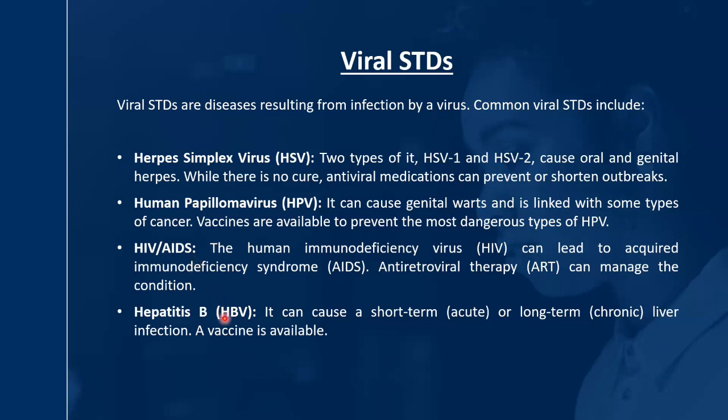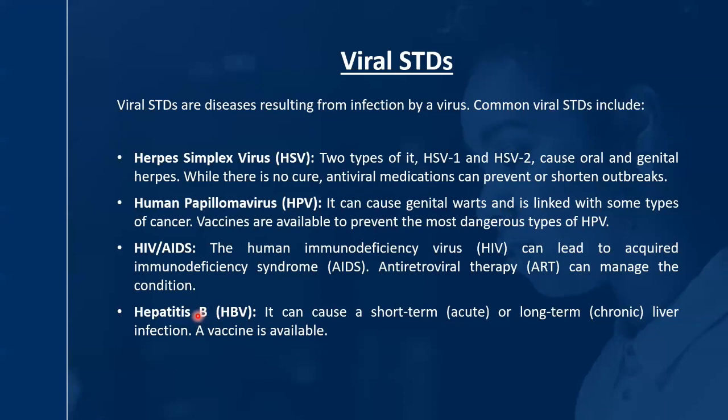Hepatitis B is the next disease that can also be transmitted by viruses. HB virus is the virus that causes hepatitis type B. It can cause a short-term, acute, or long-term chronic liver infection. A vaccine is also available against hepatitis.